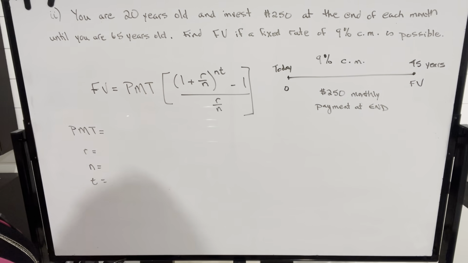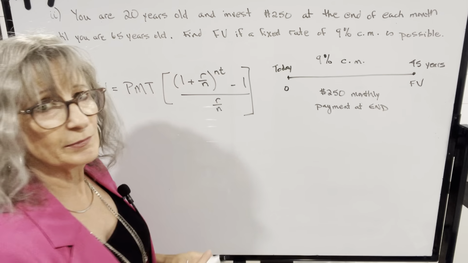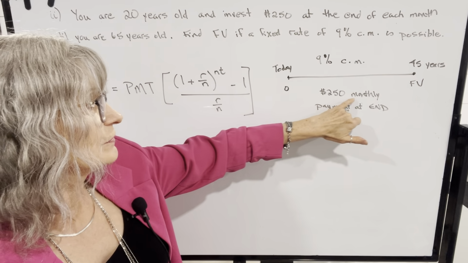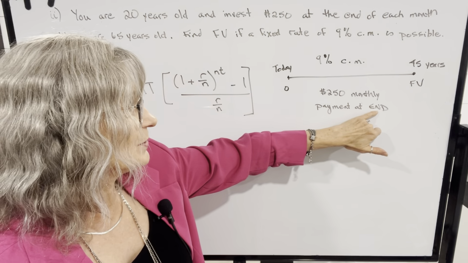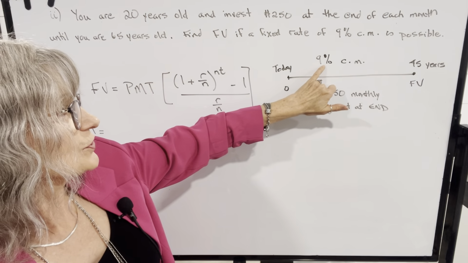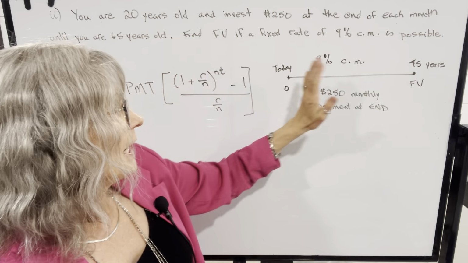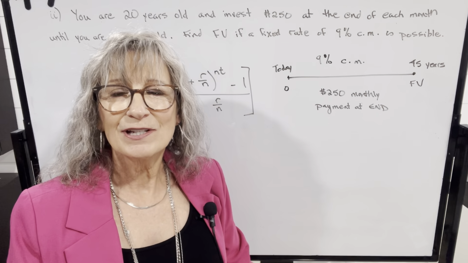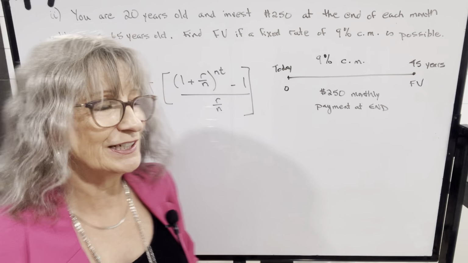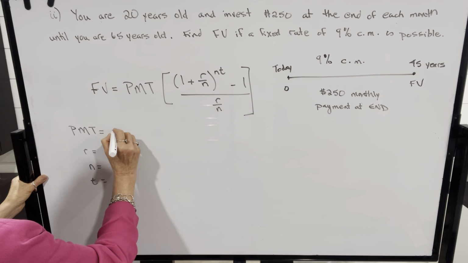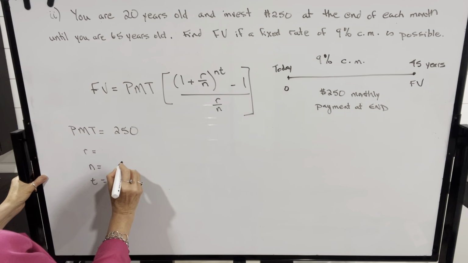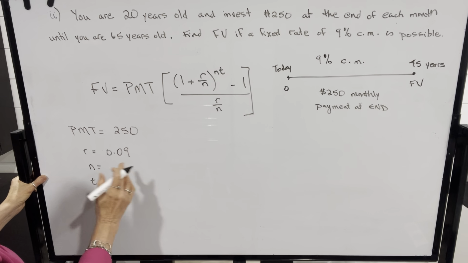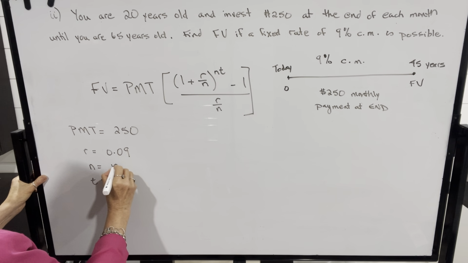So we're going to use this formula, and when we set up a little timeline, we can see what's going on. So today it's 0. You're investing $250 a month at the end of each month. Its interest rate is 9% compounded monthly, and from 20 years old to 65 years old is 45 years. So let's take a look at the future value of this annuity. Payment is $250. Interest rate is 0.09. N, the number of compound periods, if it's monthly, there are 12.